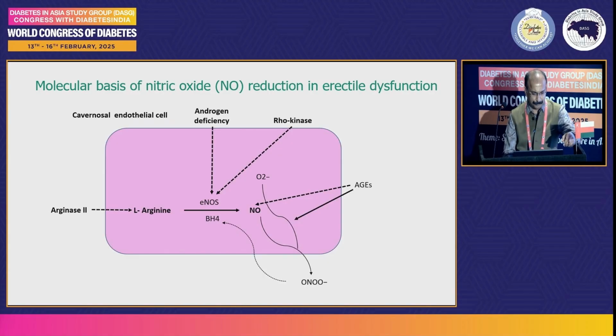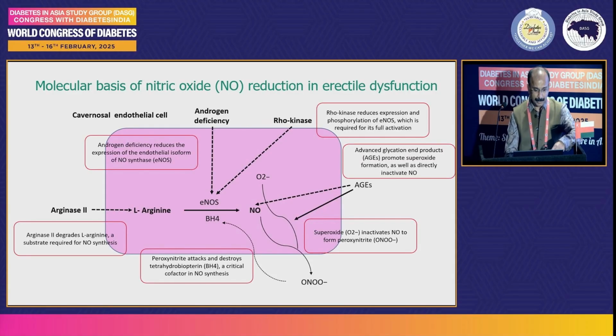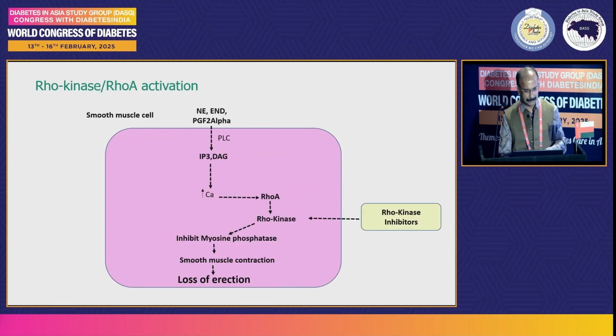substrate for synthesis of nitric oxide, like arginase 2, androgen deficiency, Rho kinase activity, advanced glycation end products, superoxide, and destruction of tetrahydrobiopterin, which is a cofactor for the synthesis of nitric oxide. When there is a vasoconstrictive stimulus, the intracellular calcium increases, which sensitizes the Rho kinase pathway, which helps in smooth muscle contraction, leading to loss of erection.